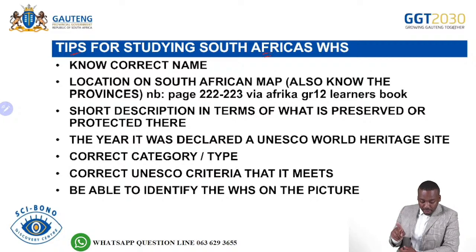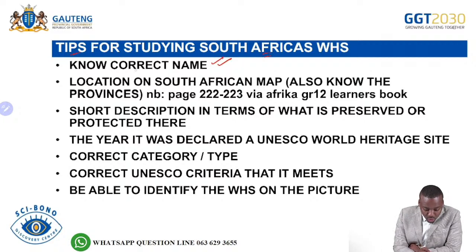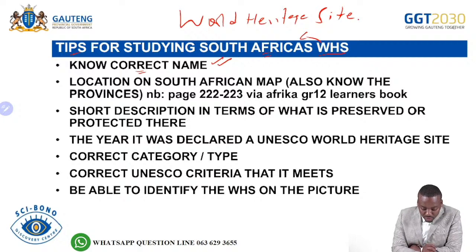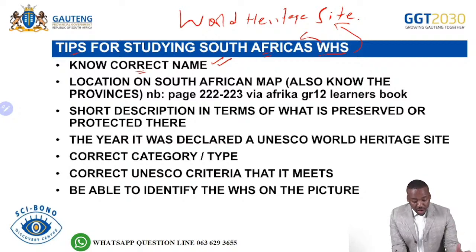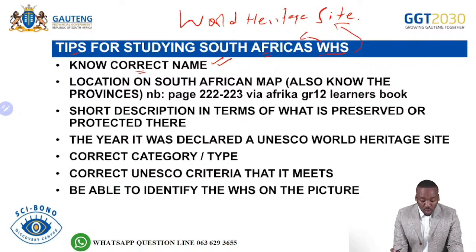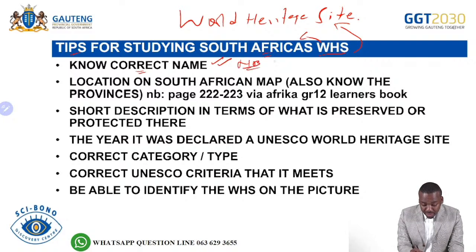So tip number 1, know the correct name, right? The correct name of what? Of each World Heritage Site. Okay, so this WHS, it is a World Heritage Site, but please do write it in full, right? So this is World Heritage Site. So tip number 1, you need to know the correct name. If you need to get marks, the spelling must be correct here.